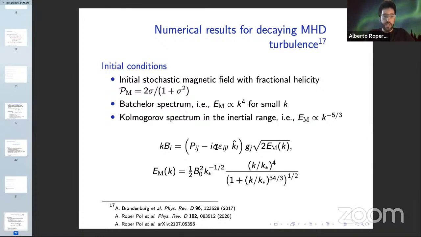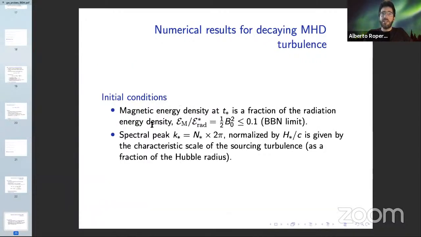So we conduct numerical simulations, starting with this initial magnetic field, which is already a stochastic magnetic field which developed turbulence. And we impose the amplitude of this magnetic field such that the total magnetic energy density doesn't go above 10% of the radiation energy density, given by, as I mentioned before, the Big Bang nucleosynthesis limit. And we impose the spectral peak to be at some fraction of the Hubble scale.